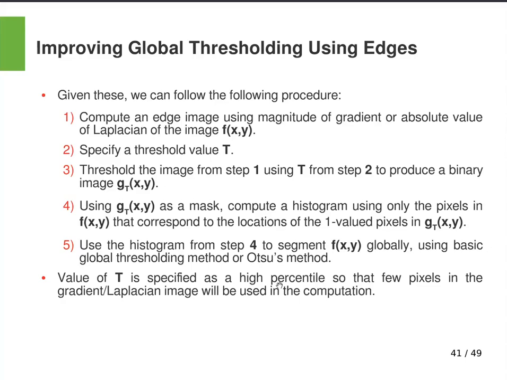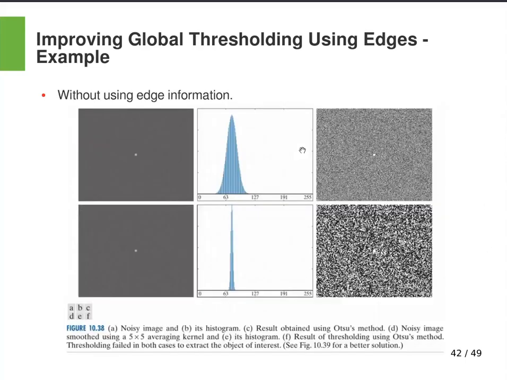So the value for T that we used in step 2 to basically segment the edge image is usually chosen as a high percentile value. So few pixels in the gradient or Laplacian image will be used in the computation. Let's just take a look at one example.